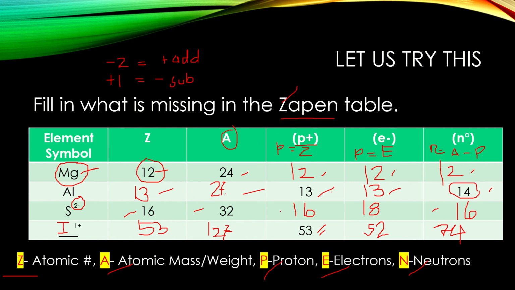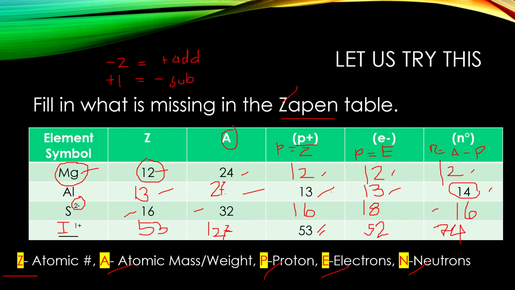Then how can we get the proton? Proton is equal to atomic number. So we'll just copy it. Proton is equal to atomic number. So we'll just copy 16. And now, let's proceed to neutron. We'll have the electron later.